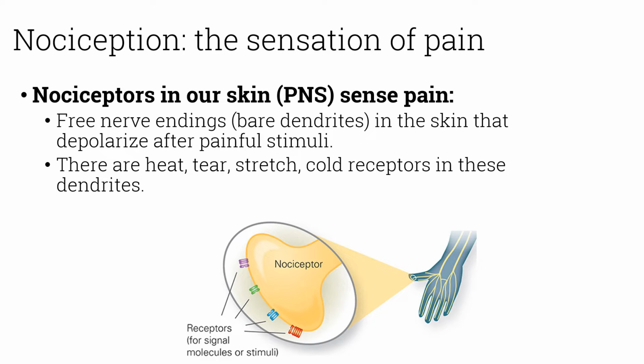So let's start at the peripheral nervous system and look at the receptors that are responsible for transducing a painful stimulus into a signal that gets transmitted to the brain. So nociceptors are basically bare dendrites, free nerve endings that are going to depolarize after a painful stimulus. There are different types of receptors that respond to different types of painful stimuli, such as heat or cold or tear or stretch.